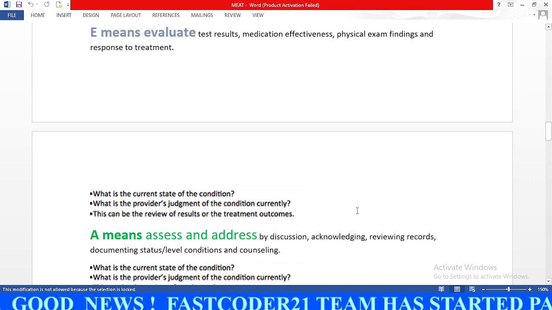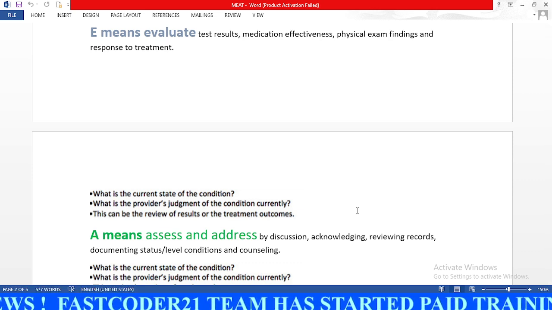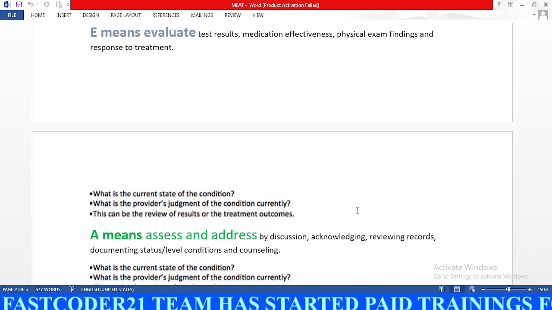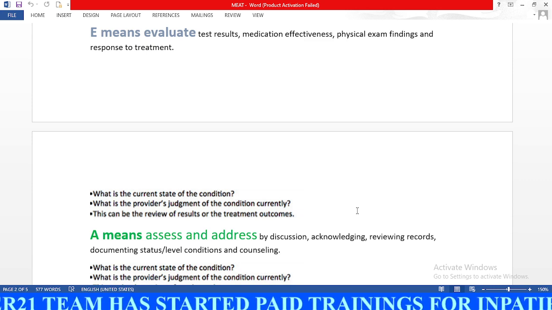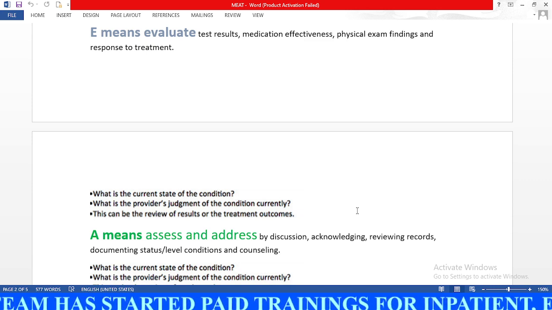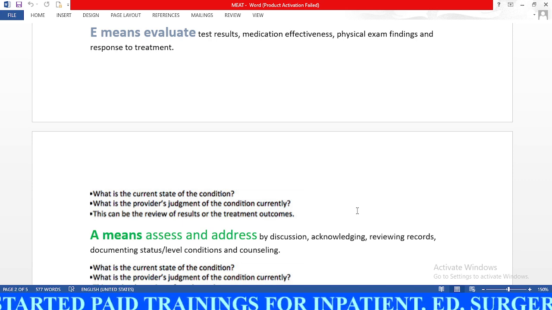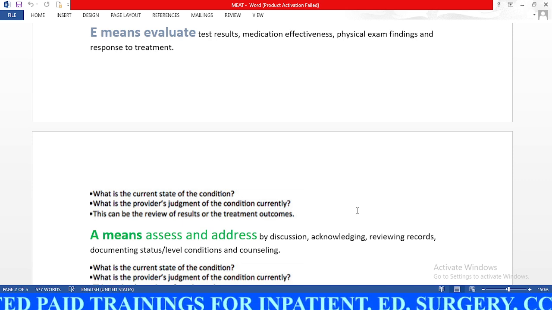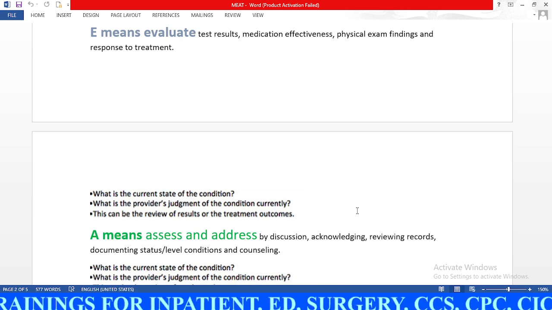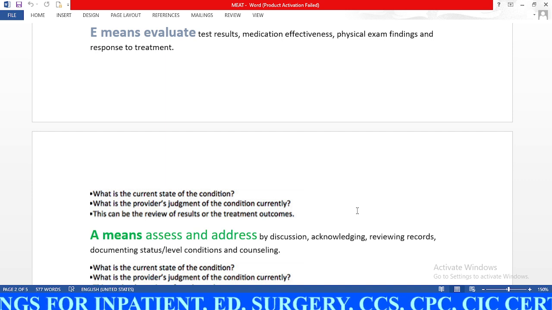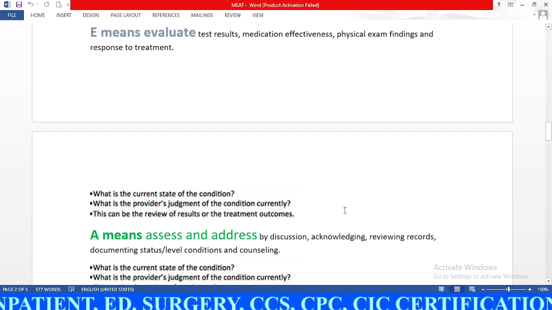In MEAT, the next letter is E. E means evaluation: evaluate test results, medication effectiveness, physical exam findings, and response to treatment. So here we will evaluate the test results and medication effectiveness, whether the medication is working properly or not. We will check physical examination findings and whether the patient is responding to the treatment or not. Here we will check the current state of the condition in the evaluation step.